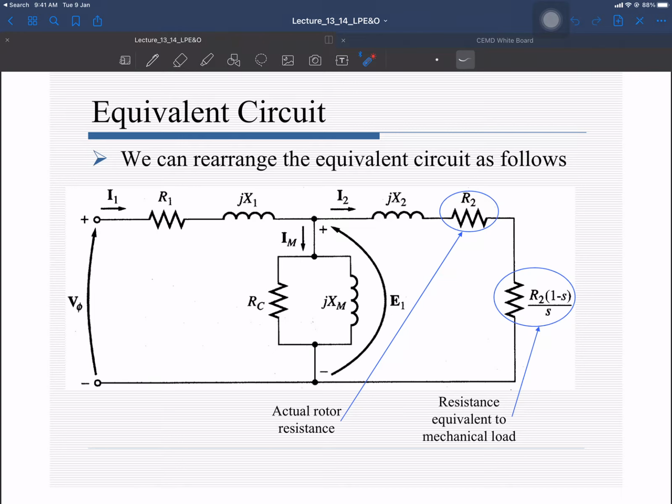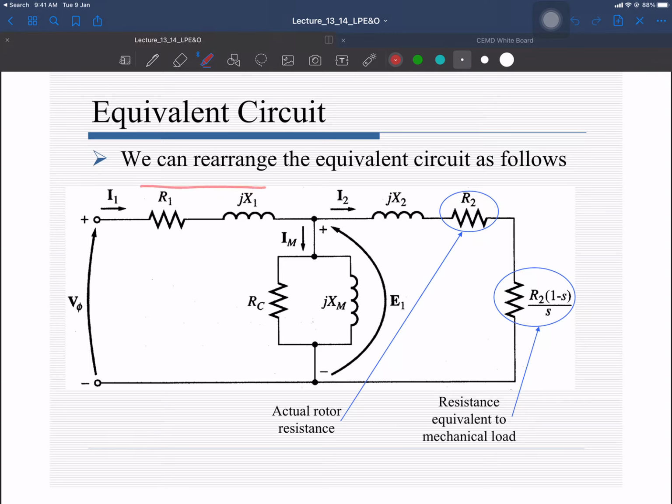Bismillahirrahmanirrahim. In the last video, we discussed the basics of the induction motor, and we derived the equivalent circuit of the induction motor that is shown in front of you. The equivalent circuit is basically used to determine all the losses in different parts of your machine: in the stator, in the rotor, and the magnetization losses.